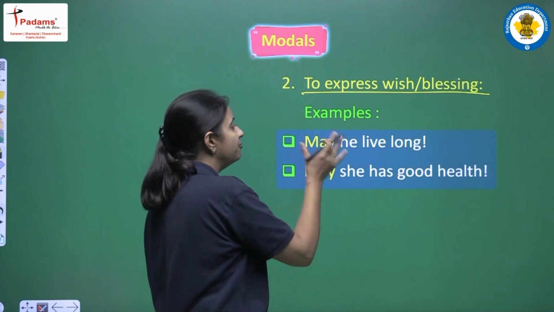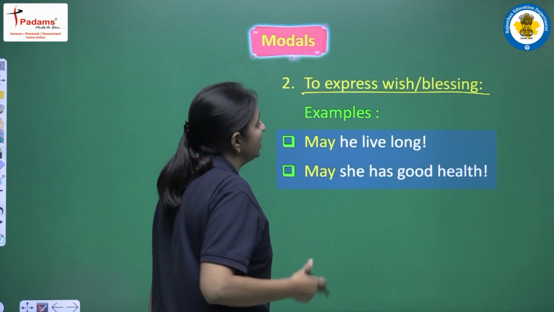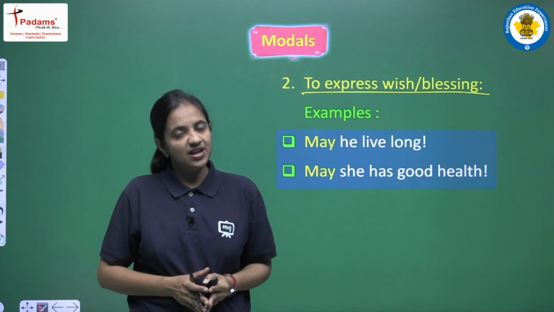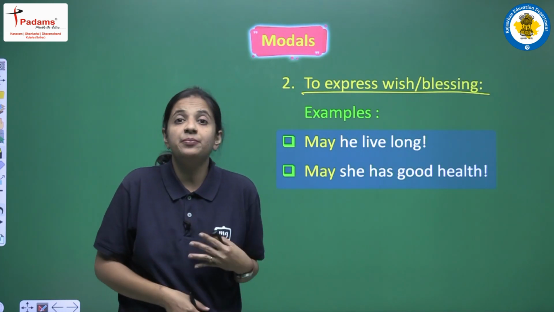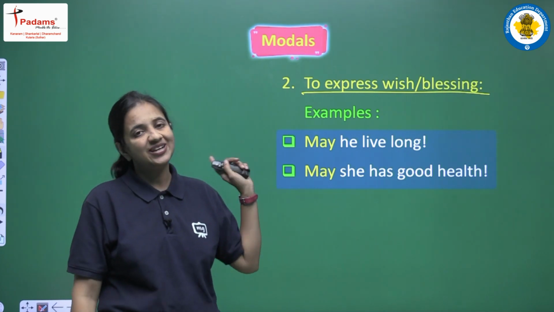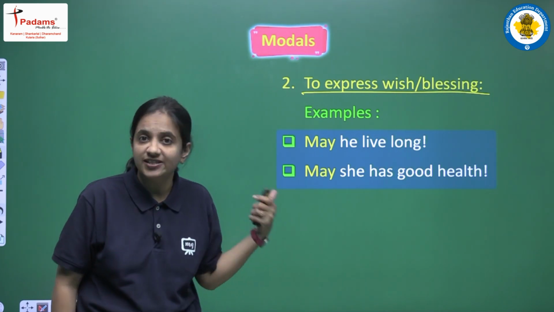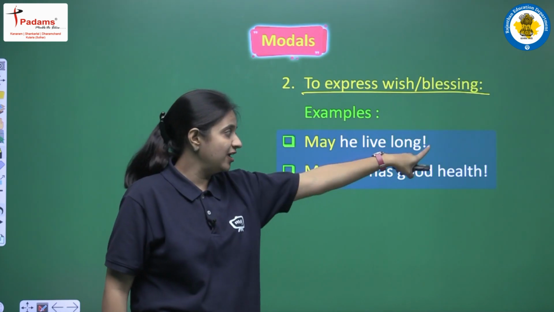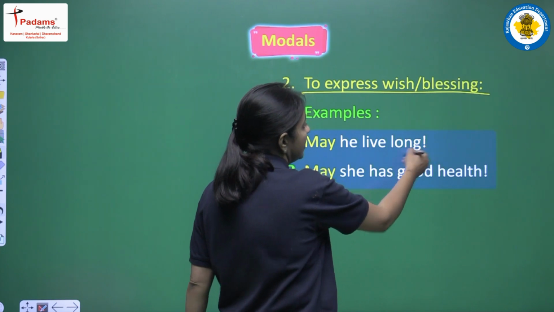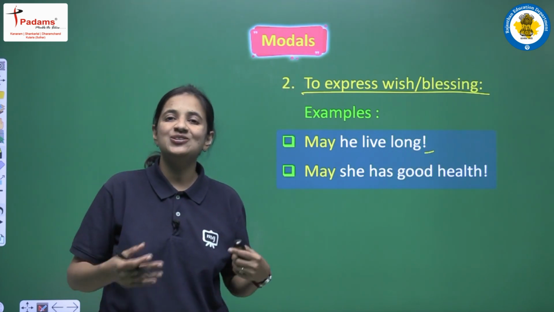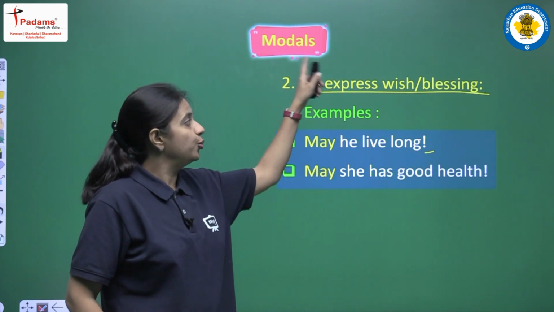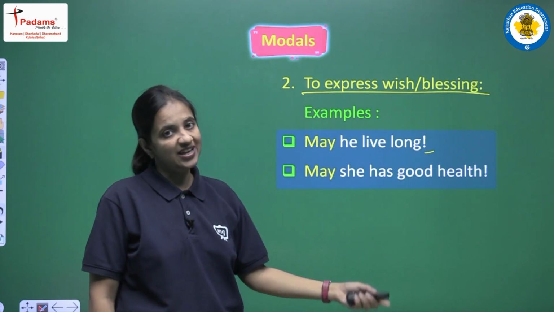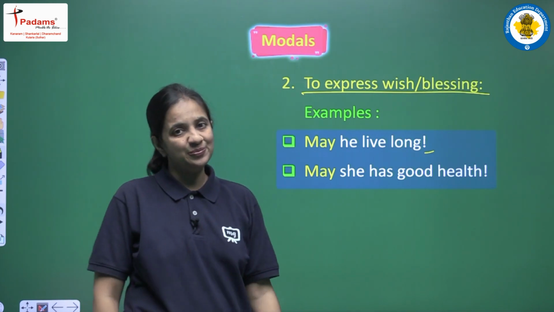The first one is, may he live long. Second is, may she have good health. So here we are having some wish, some blessings, or we can say some prayer for someone. So in this manner we can use may, and then what will be the structure of the sentence? May will be there in the beginning of the sentence, and at the end of the sentence we have to use an exclamation mark. Okay, so this is the use of may. It is used to wish someone to have blessings or some prayer for someone. Okay, and this is a very common use of may.